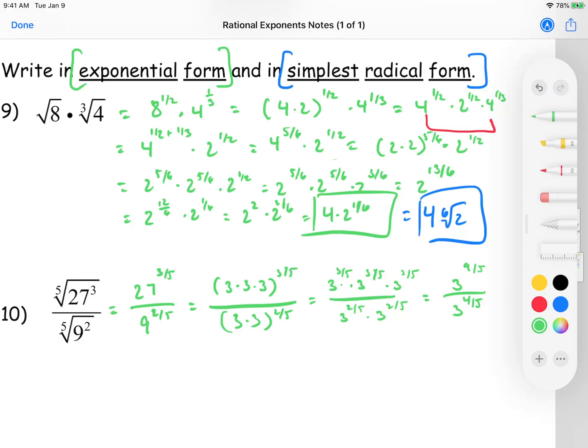Okay. Now, remembering our exponent rules again, right? 3 to the 9/5 over 3 to the 4/5. This is the same thing as 3 to the 9/5 minus 4/5. And what's 9/5 minus 4/5? 5/5, which is just 1. So the answer is 3, and in simplest radical form would also be 3.